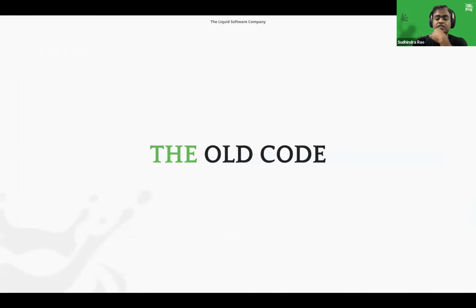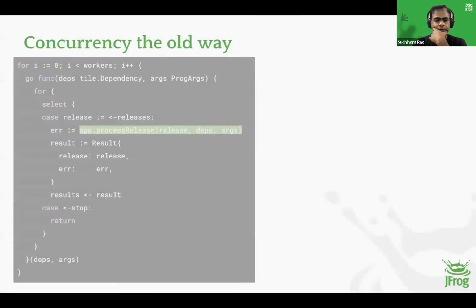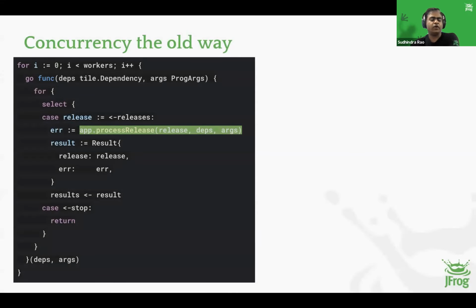So why did we do all this? Why did we spend all the time building this? It was because the old code had the following, right? Every time we had a release or a dependency, this is what happened. We went through each of the different dependencies, and you can see that it was already a Go routine that handled each of the dependencies separately. So there was a little bit of concurrency there.